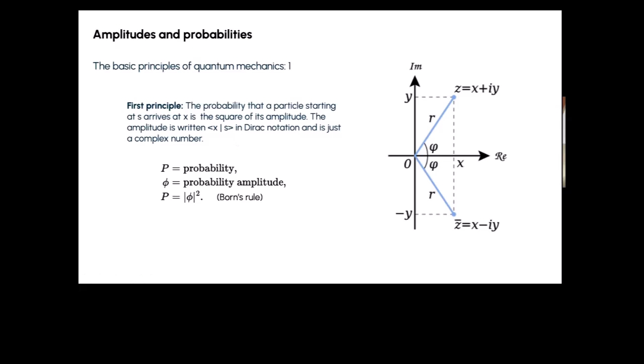And so if you take this value and square its absolute value, then you get the probability. The value itself is just called the amplitude, the probability amplitude. It's a bit irritating. That has a historical reason why it's called amplitude, but it's only the likelihood that S will arrive at X. And one important thing for quantum mechanics, you also need to understand imaginary numbers.